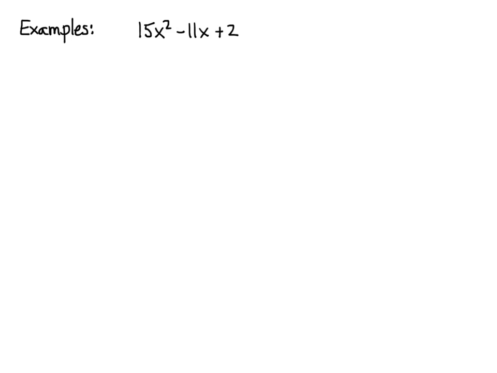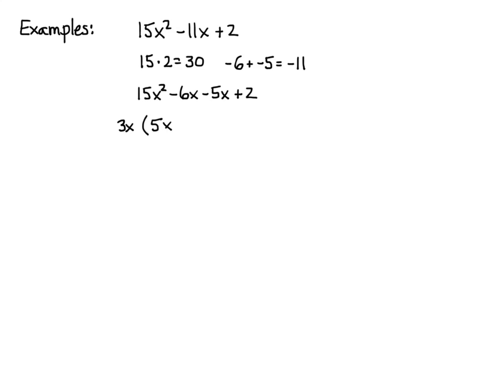So we're going to look for two negative numbers that multiply to be 30. So we notice that if we say, okay, 15 times 2 is 30, and we're looking for something to add to a negative 11, that makes negative 6 and negative 5. Okay, so that all works. 15 times 2 is 30, negative 6 plus negative 5 is negative 11. So I'm going to write out my polynomial in 4 terms instead of 3 now. And then I'll factor by grouping. And I get 5x minus 2 times 3x minus 1.